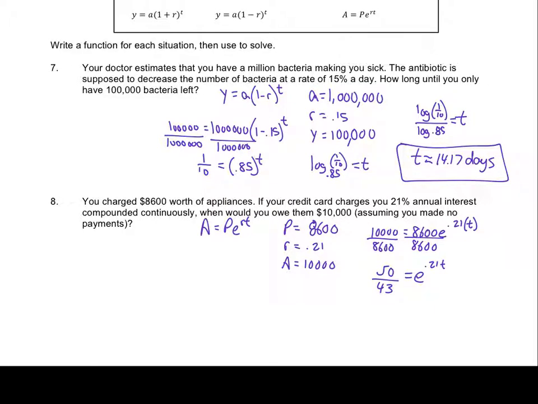Rewrite that as a natural log. So natural log of 50 over 43 equals 0.21t. Then we're going to divide by 0.21, and t approximately equals 0.72 years.